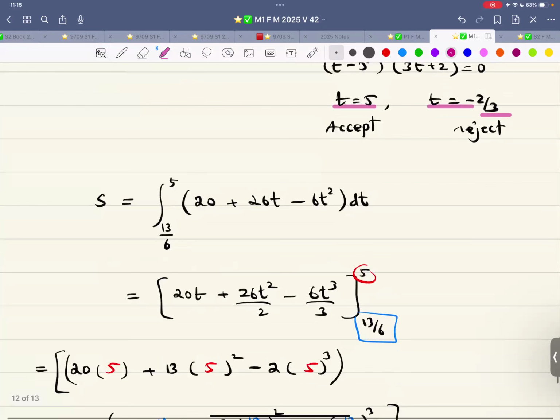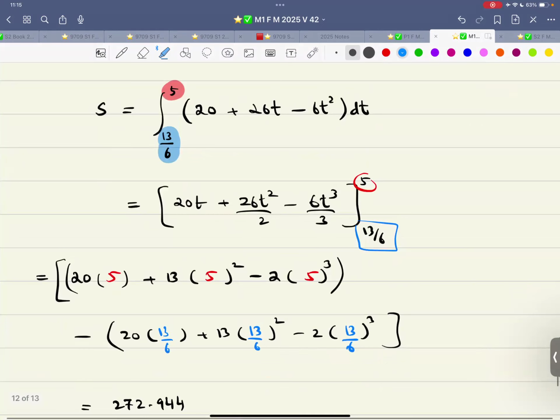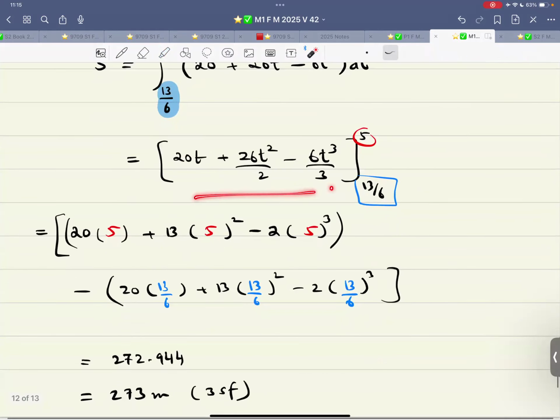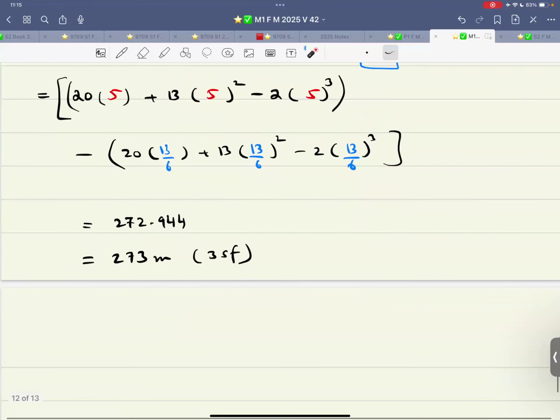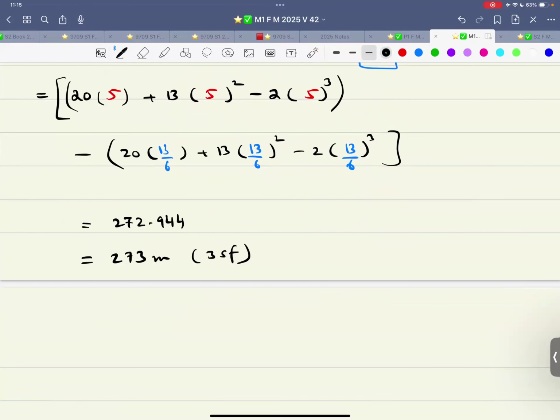So now I have two things. I have the upper limit, which is 5, and I have the lower limit, which is 13/6. Integrate. There is no constant of integration. The integration was done earlier. You can use that result. Plug in the value of upper limit, plug in the value of lower limit, evaluate, and that's how you get this answer. So I think that's a pretty basic kind of a paper, except for that momentum last part.